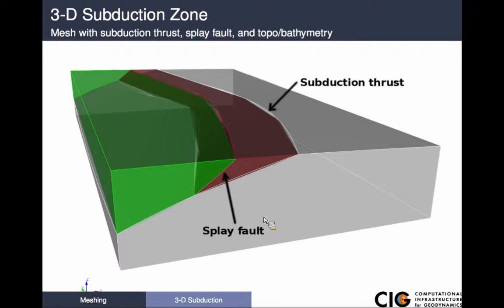Okay, so this is the subduction zone thing we're going to do. It's really simple. We have our subduction zone coming down here. We have a splay fault coming up here. And actually, you can't really even tell, but there is a slight amount of bathymetry and topography in here. Well, compared to a real one, it is.